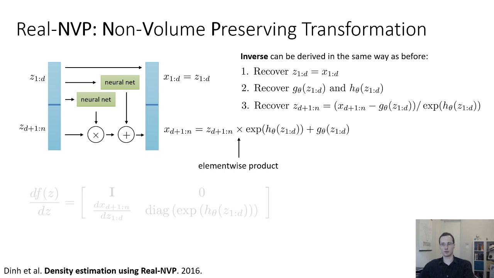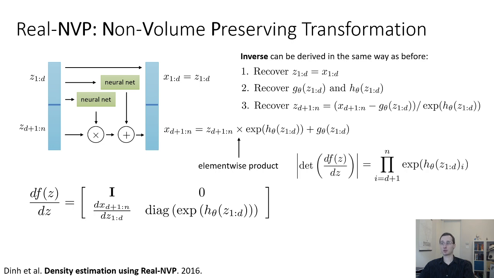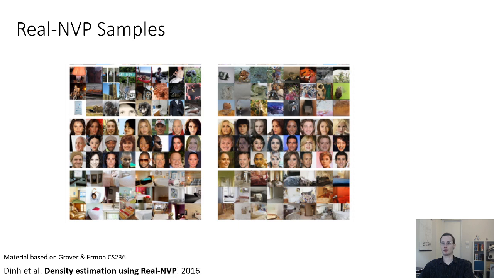So this is still invertible, but now the Jacobian has a much more interesting form. The top left block is still identity, but the bottom right block now is the diagonal of these exponential values, which means the determinant now is much more interesting. The determinant is not 1, it's actually a product of those diagonal terms, and the log determinant is their sum. So this is significantly more expressive at the cost of adding a second nonlinear component, and this can generate much higher quality images. So here are examples of samples generated by the Real-NVP model. They look much more realistic on much more diverse and complex data sets.